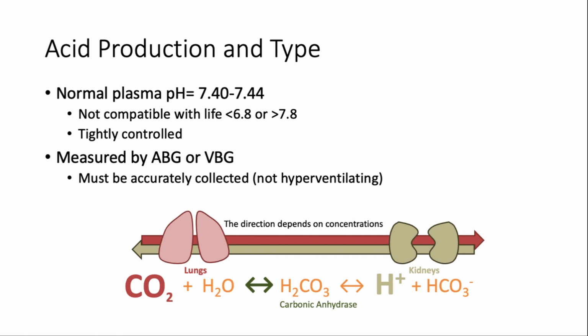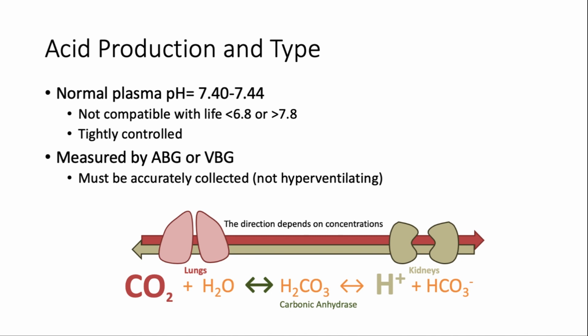So know that this is really tightly controlled. We can measure this clinically using an ABG or a VBG, which is an arterial blood gas or a venous blood gas. But it has to be accurately corrected because there are a lot of things that can change those values in a short amount of time, which is kind of the benefit and also the harm. And we'll talk about that in just a second.